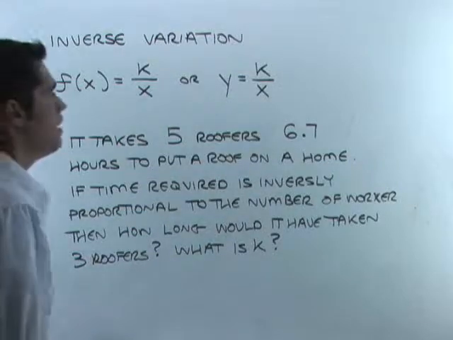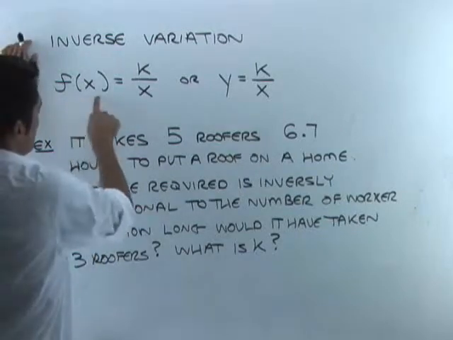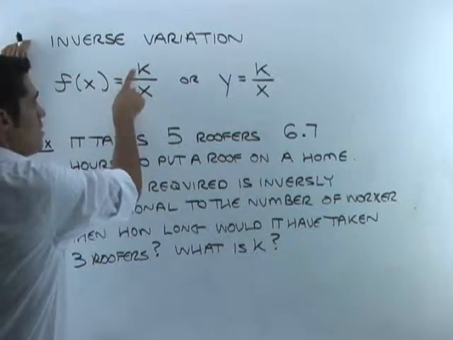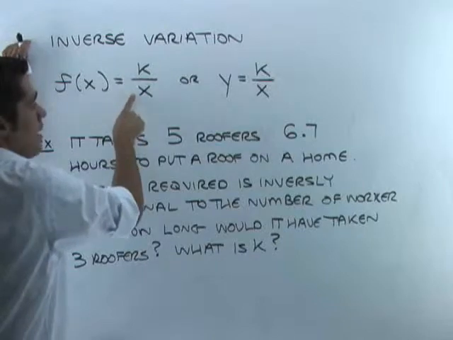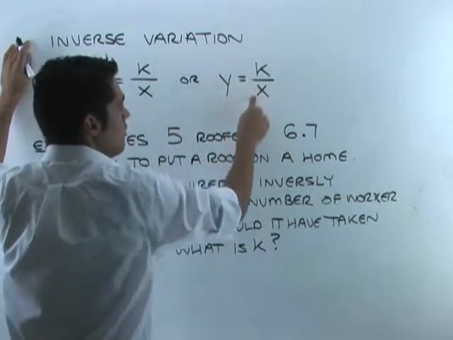Okay, let's take a look at an inverse variation problem. With inverse variation problems, you'll have some function equals k, your constant of variation here, divided by x instead of multiplied by x. And here you could write it also as y equals k over x.